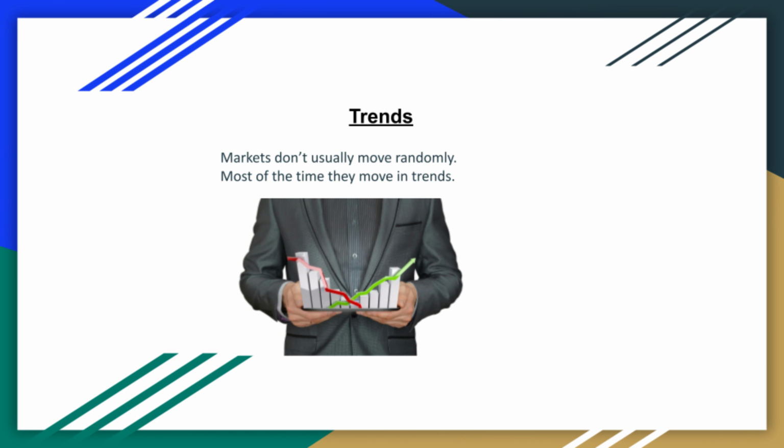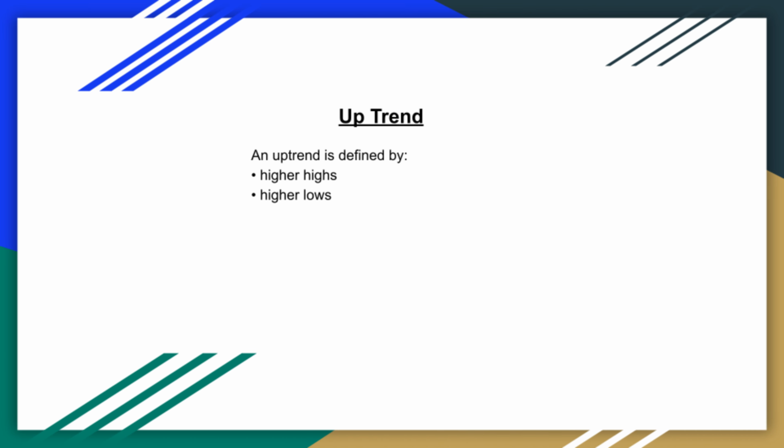Trends. Markets don't usually move randomly. Most of the time, they move in trends. An uptrend is defined by higher highs, higher lows. Each push upwards reaches a new high, and each pullback holds above the previous low.